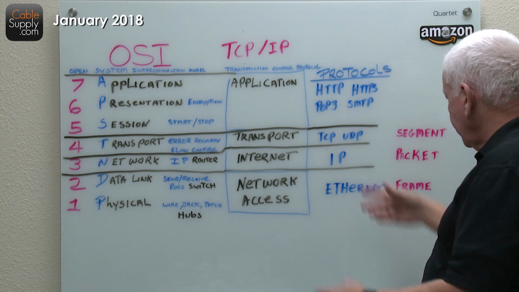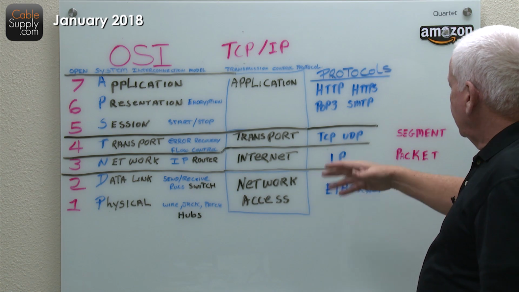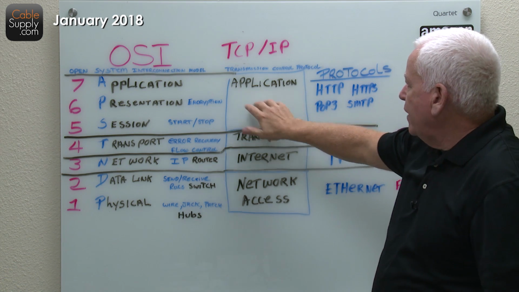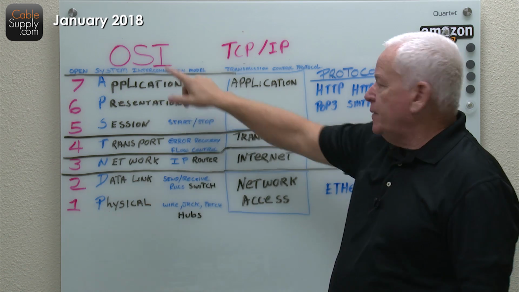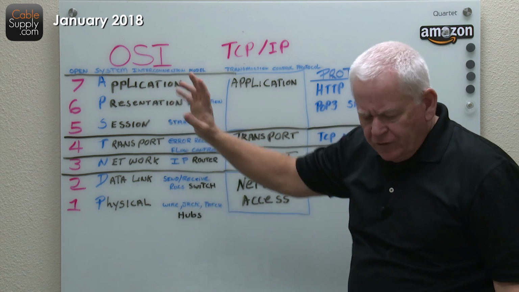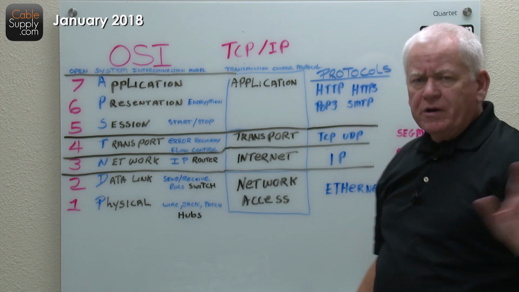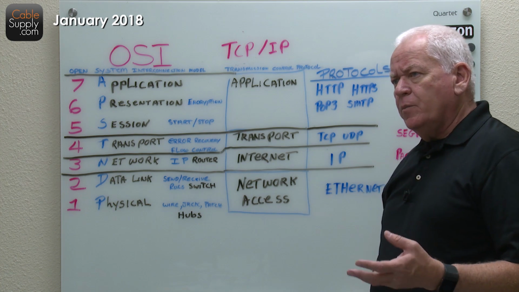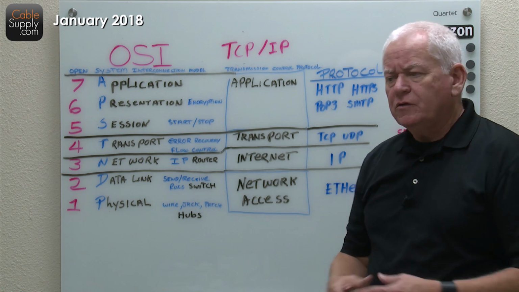Now, this became popular because they were quicker at developing TCP/IP than they were the OSI model. So that's enough with history. DARPA is a great organization. It's part of the Defense Department. But they've come up with a lot of ideas that we use today.